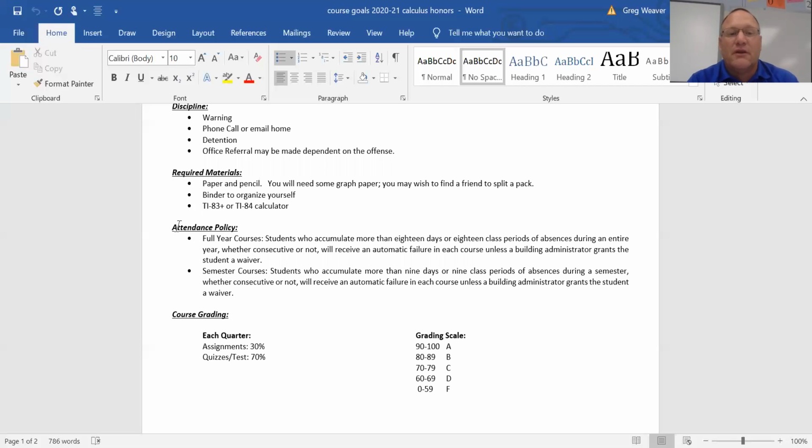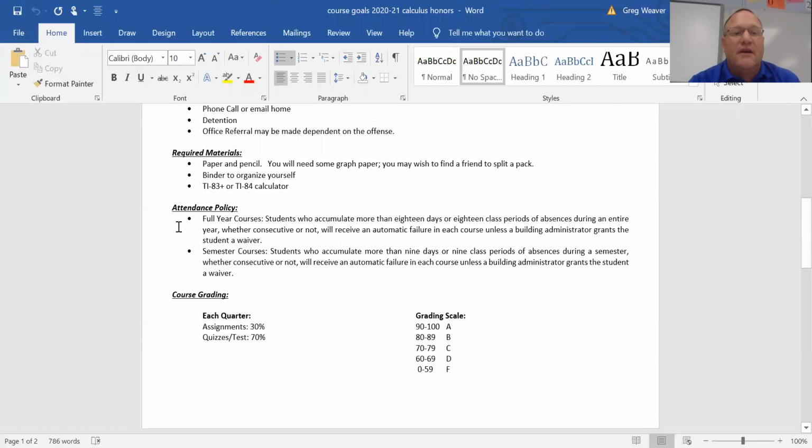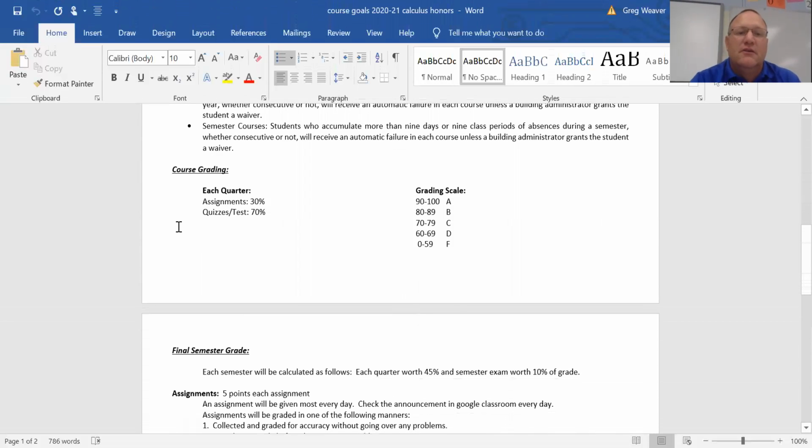You'll want a binder to organize yourself. You will not turn that in, but get a binder so you can organize yourself and you know where things are. A TI-83 or an 84 calculator, doesn't matter to me. The 84 is a little more calculus oriented, but the 83 will work as well. Course grading: your assignments will be 30% and your quizzes and tests will be 70%, very similar to what we saw last year.